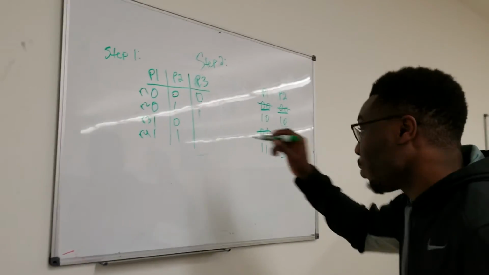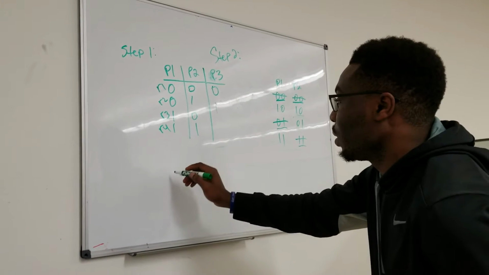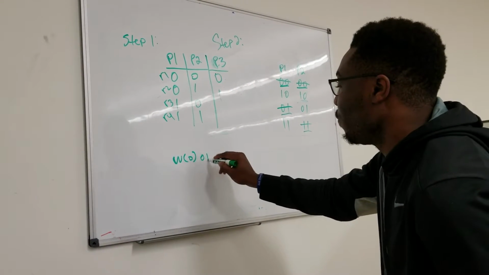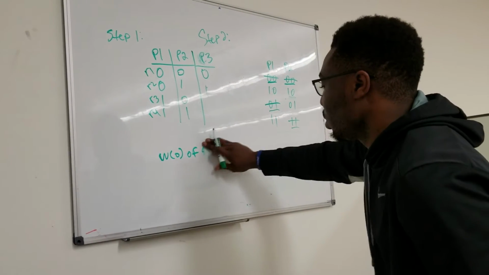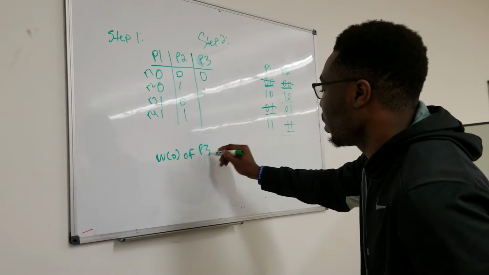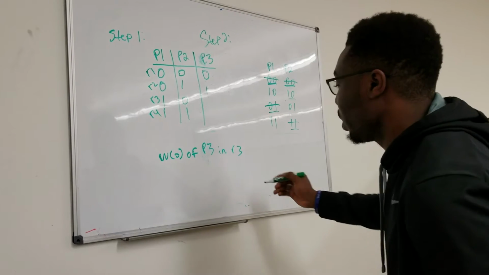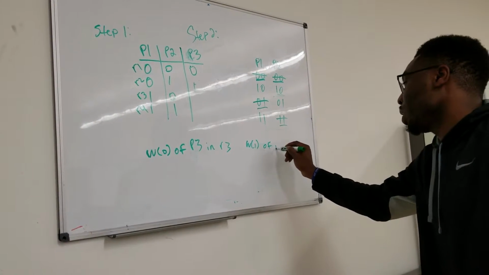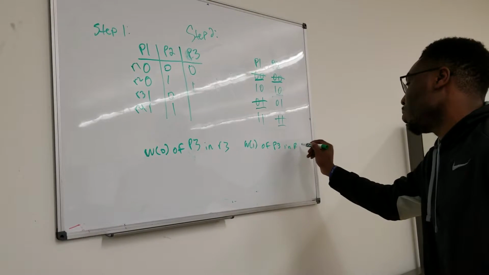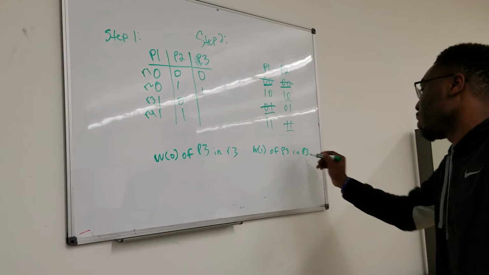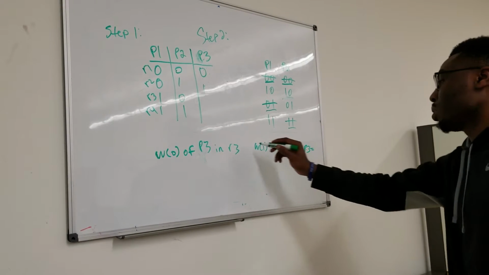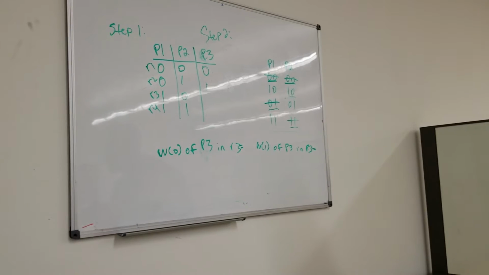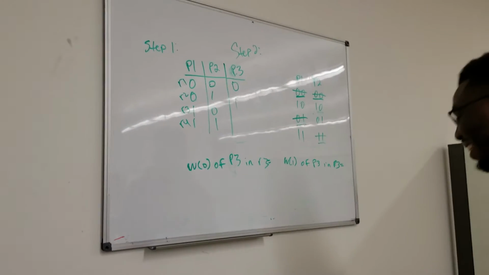Alright, so now we look at row 3. So now we look at the weight of 0 of P3 in row 3. Then we look at the weight of 1 of P3 in row 3. What's P stand for? P is the parameter.